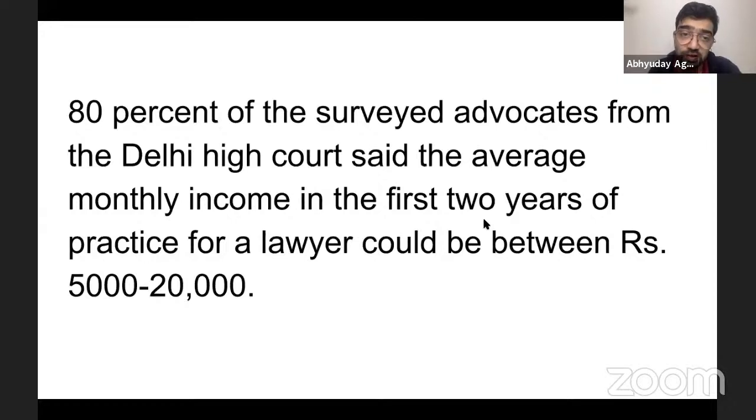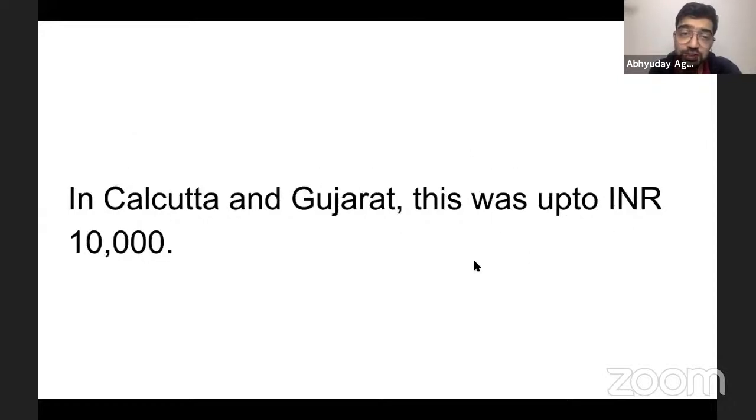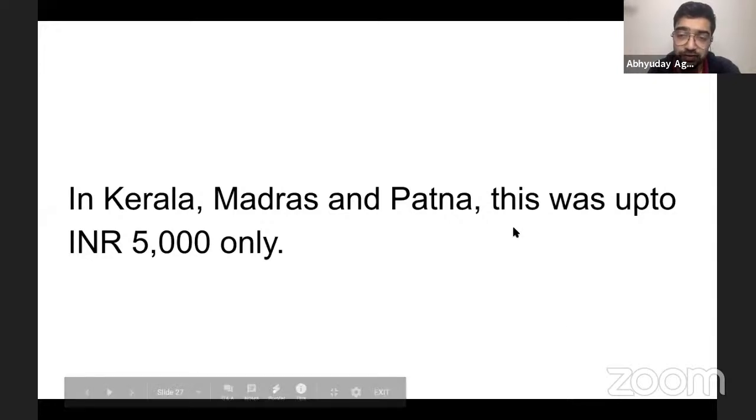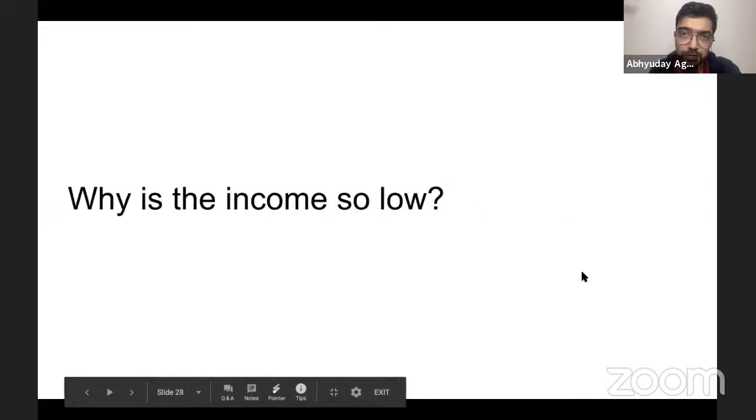Delhi is the highest. In other places, like Calcutta and Gujarat, it was up to 5,000 to 10,000 maximum. In Kerala, Madras, and Patna High Court, juniors were earning up to 5,000 only. And I think there's one state bar council which has made a regulation that juniors must earn at least this much amount in the first year or first 3 years of practice. Some bar council or bar association has done this in one state.